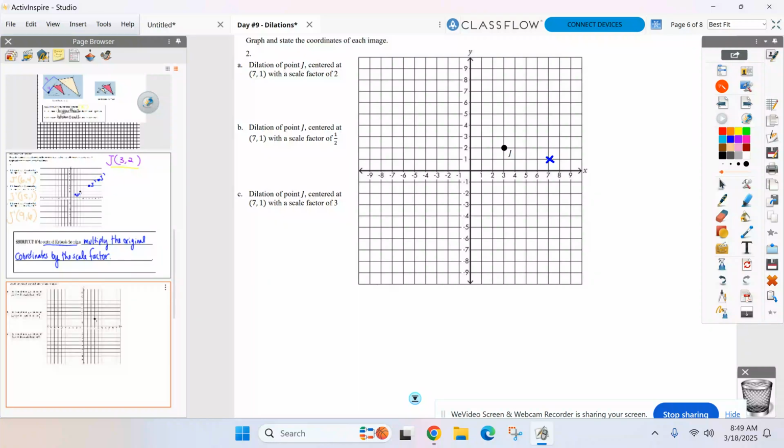Same question I asked you previously. Scale factor of 2 in part A. Is J going to get further away or closer to the center? Further away. It's going to double its distance. Hey, I can't stretch. It's this way, further away, not on the opposite side. We always go on the same side.